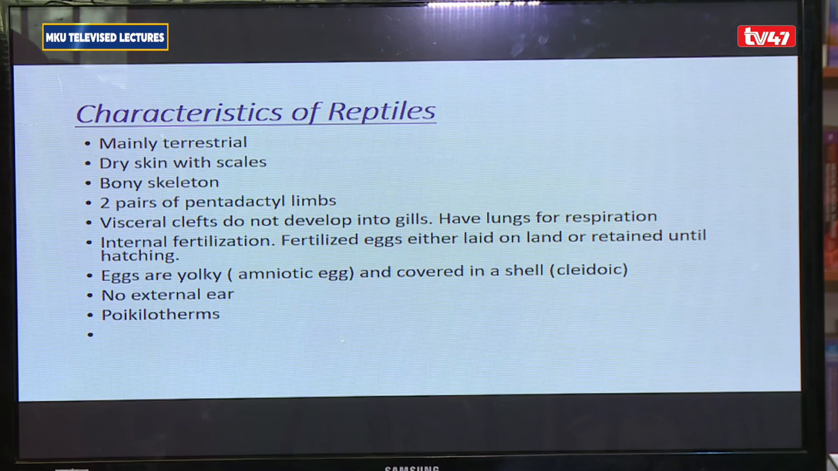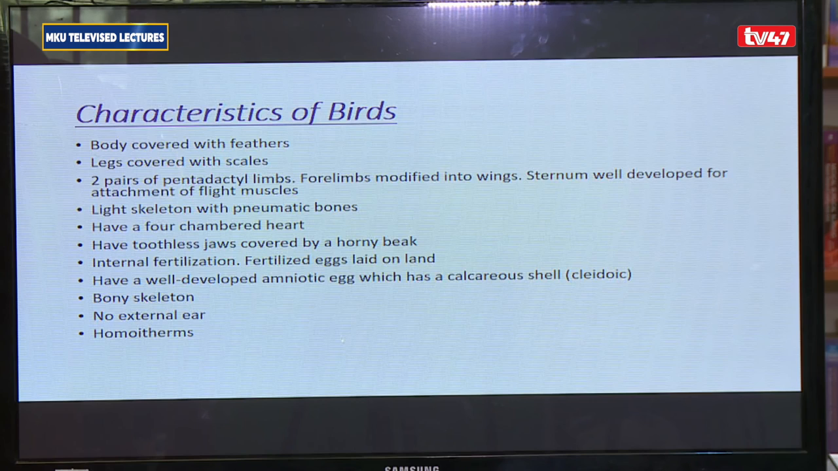Here you have the birds, characteristics of birds in class Aves. For the birds, the body is covered by feathers. The legs tend to be covered by scales, the lower part of the legs. They have got two pairs of pentadactyl limbs. And the front limbs are modified into wings for flight.